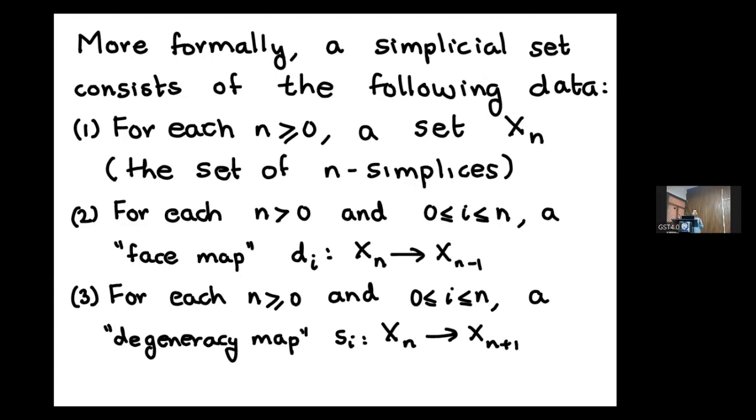Now if I look at, let's say, a 3-dimensional simplex, that's a tetrahedron, then it has 4 faces, right? So I need 4 face maps going from X3 to X2. More generally, for any n greater than 0, I have these face maps indexed from 0 to n going from Xn to Xn minus 1. This tells you which n minus 1 simplex is the ith face of which n simplex, and so on. But you also have maps going the other way, called degeneracy maps.